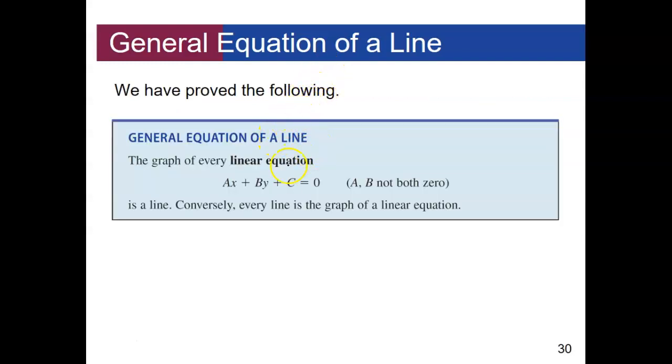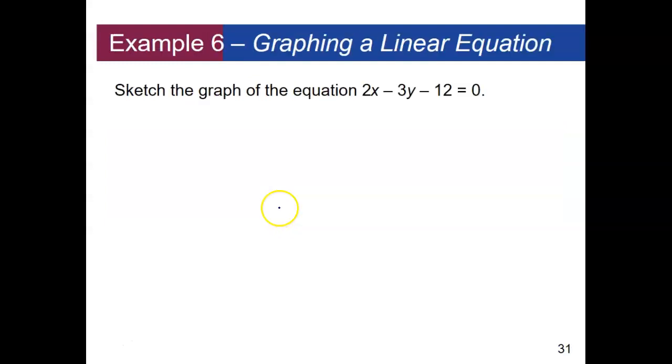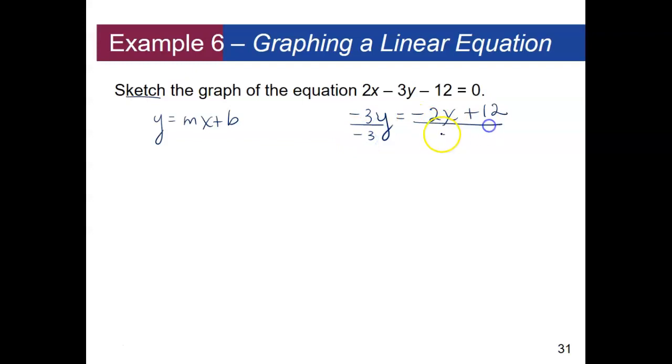Okay. So if we want to sketch the graph of this equation, this is in the general equation form because we've got ax plus by plus c equals 0. So if we're going to graph, I suggest putting it in slope-intercept form, y equals mx plus b. So we'll solve this for y. So we'll take the 2x to the other side, and we'll take the 12 to the other side. We'll divide by -3, and we'll get y equals 2/3 x minus 4.